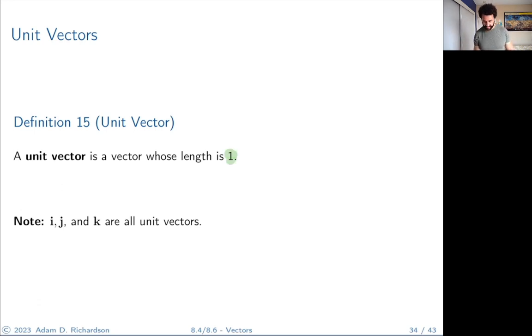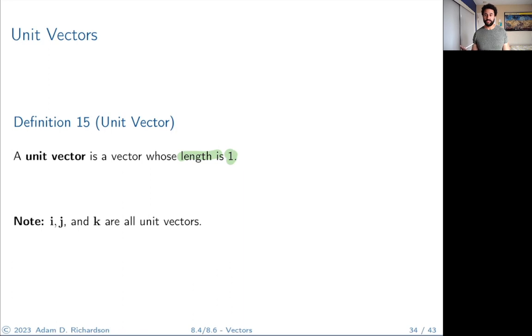That's really all it means, length 1. And if you remember what we were talking about in section, what was it? Oh, it was A.11. I keep saying 8.3, but I mean A.11. Remember, unit basically means 1. So a unit vector is a vector that has length 1.